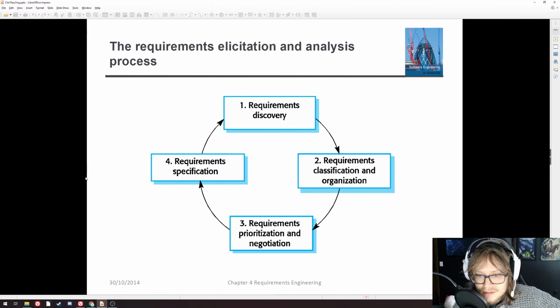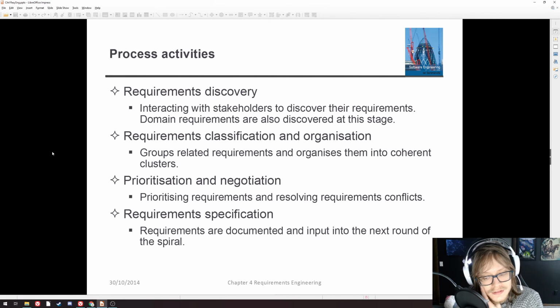We were talking about discovery, classifying, organizing, prioritizing, negotiation, and then specification. We're at the discovery phase right now. And notice that's a cycle that just continues. So discovery occurs when we interact with stakeholders to discover what they want. Obviously, the biggest stakeholder is usually the person paying us, our customer. We've already had a lot of interaction with them to see what they want. But there are many other stakeholders too, as we're going to find out in a second.